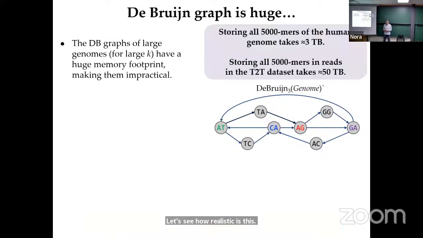Now, our first obstacle is this. Let's estimate the size of the De Bruijn graph for the human genome.